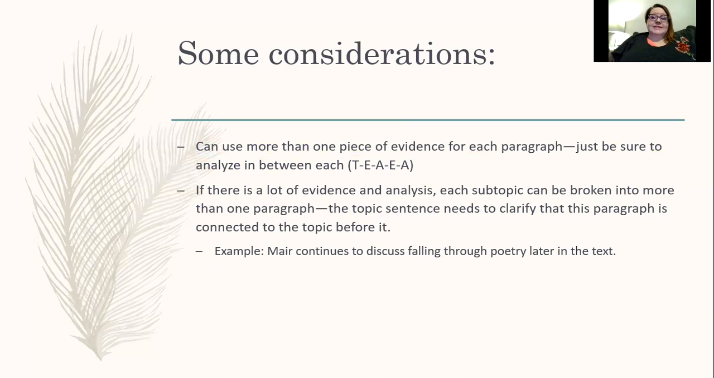The topic sentence for the second paragraph needs to clarify that the paragraph is connected to the one before it instead of moving on to a different topic. So if I was going to talk about poetry again, "Meyer continues to discuss falling through poetry later in the text." That just says that I'm still talking about poetry, about the theme of falling through poetry. Basically, it's just a way to make sure that your reader can understand and follow along easily with what you're doing.